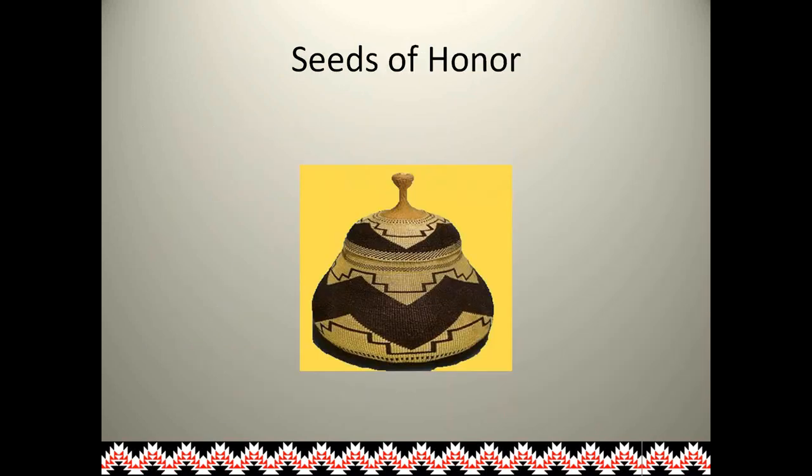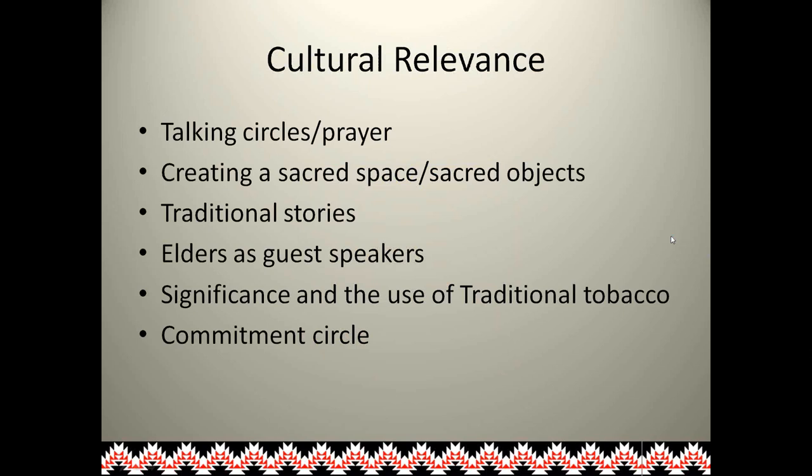Another program is Seeds of Honor. This was developed by CRIB several years ago. It's a youth cessation program geared towards youth aged 10 to 18. There has been some evaluation on it. And the relevance is it includes talking circles and prayers, creating a sacred space and sacred objects, using traditional stories, elders as guest speakers, and the use of traditional tobacco through the classes and a commitment circle.